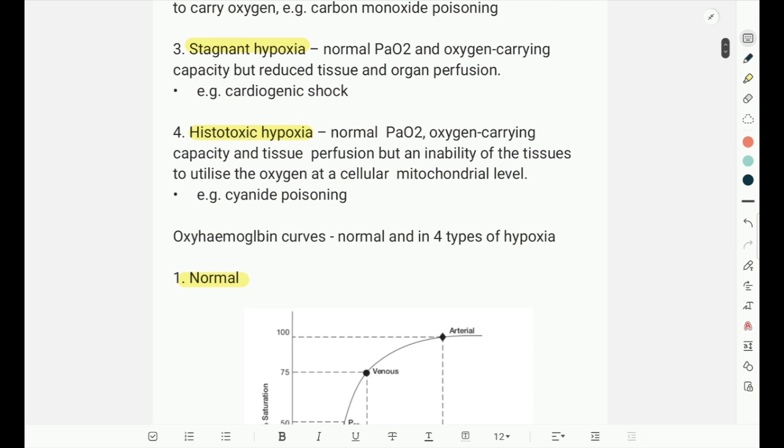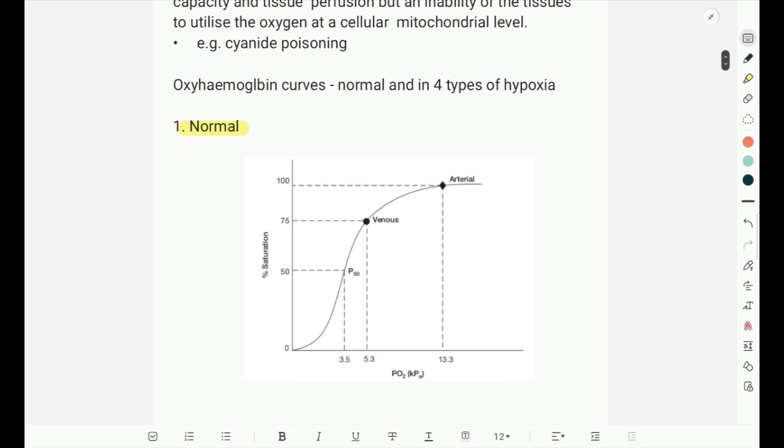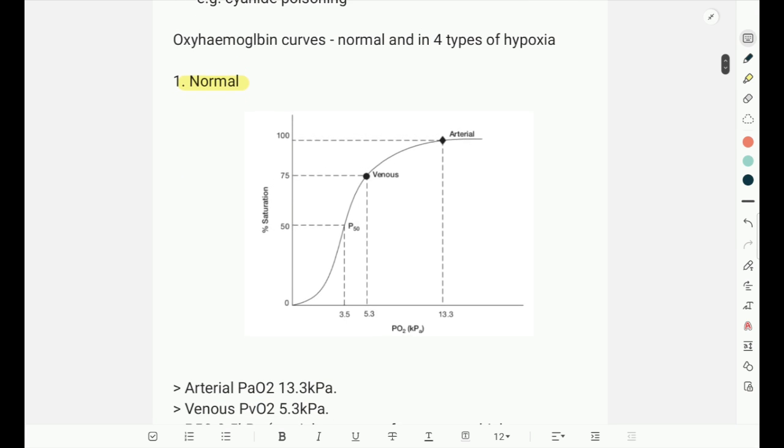The next type of hypoxia is histotoxic hypoxia. In histotoxic hypoxia, the tissues are not able to utilize the oxygen that is being supplied to them by the blood, and this is seen in cyanide poisoning. Now we will discuss oxygen hemoglobin curves in a normal patient and in these four types of hypoxia.